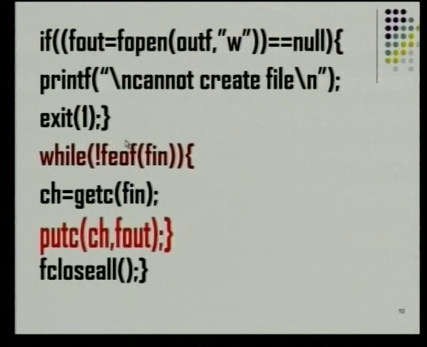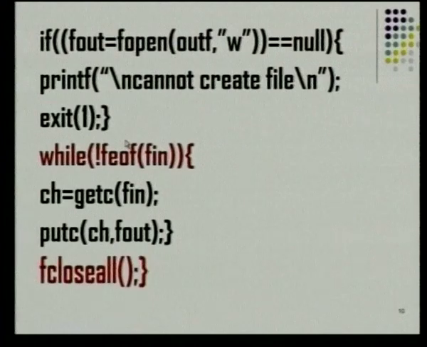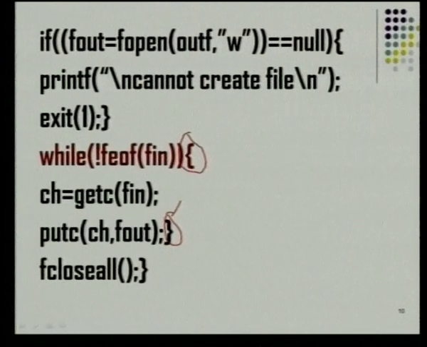Fout points to the output file, that is the file name where the data is to be copied, and finally you fclose all. Here, the while loop starts over here and ends over here. So the loop will keep on executing till the end of file condition is reached. Till then, the data from fin will go to ch and the data from ch will go to fout.